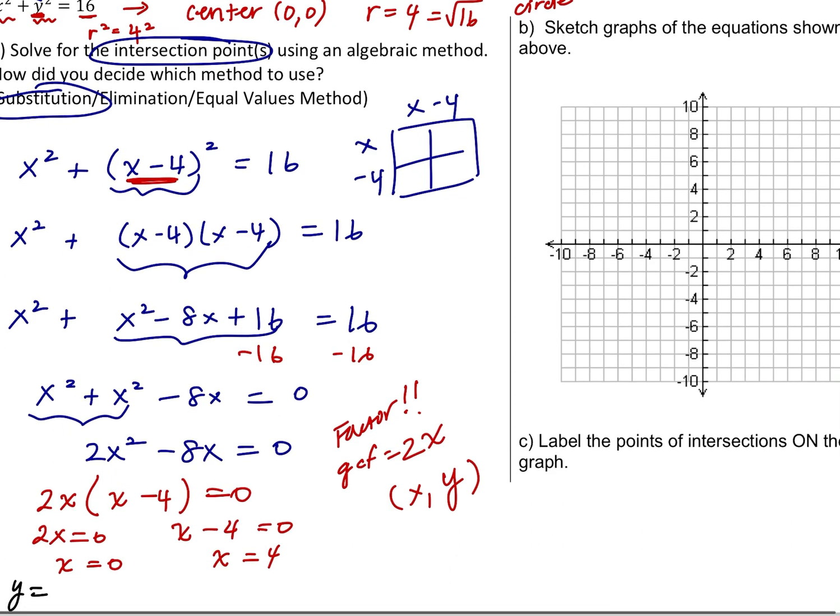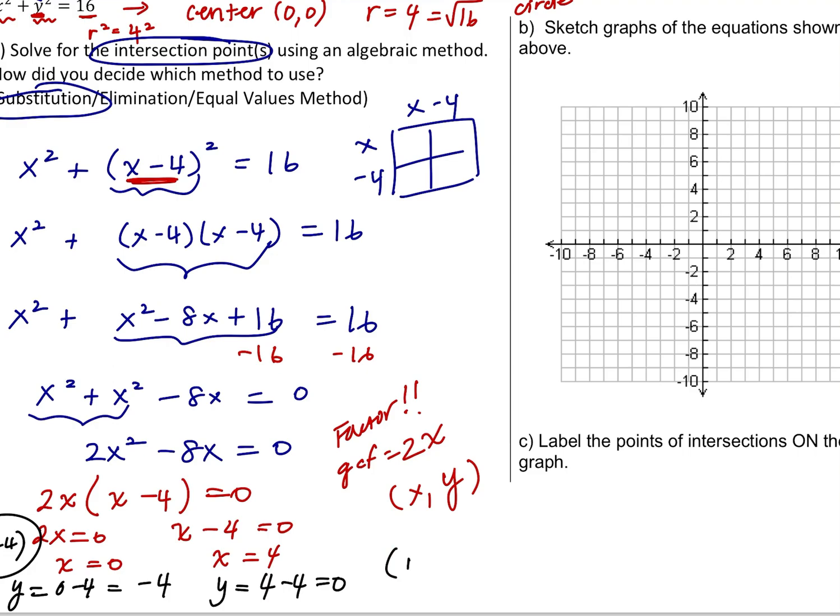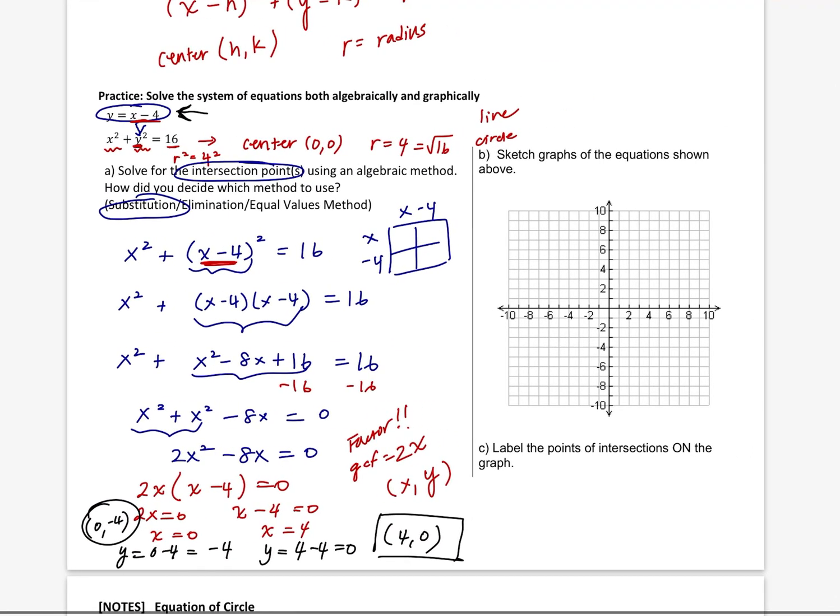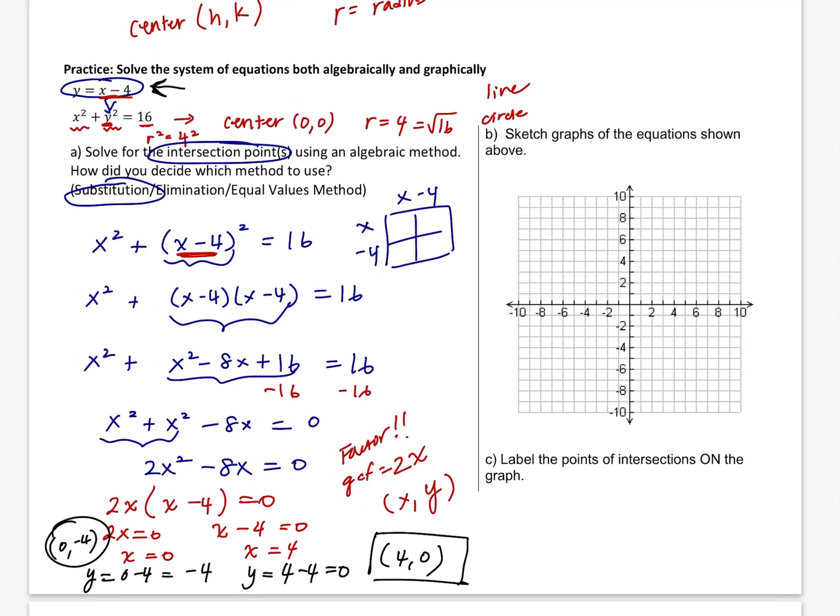So if x is 0, you get 0 minus 4, which is negative 4. So then I have a point at 0, comma, negative 4. Then when x equals 4, that'll be 4 minus 4. So my other point is going to be at 4, comma, 0. I got 2 points of intersection. And I'm going to confirm that by graphing it here, which means when you graph the circle and the line, they should intersect at these 2 points.